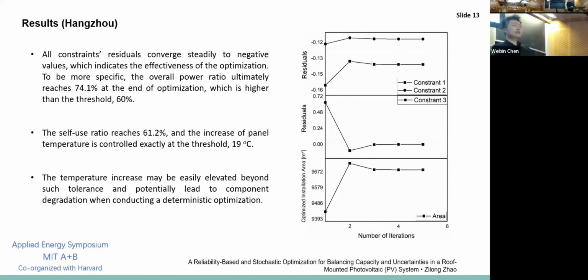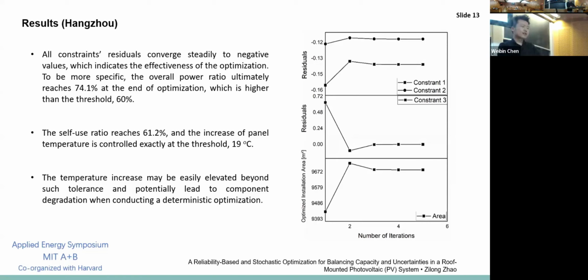One of the important conclusions is that we can successfully converge all the results when combining the RBDO with the solar model, which is quite important because you want to have all your constraints satisfied. From this figure, you can observe that all the residuals converge to equal to or below 0, because that's the safe region.